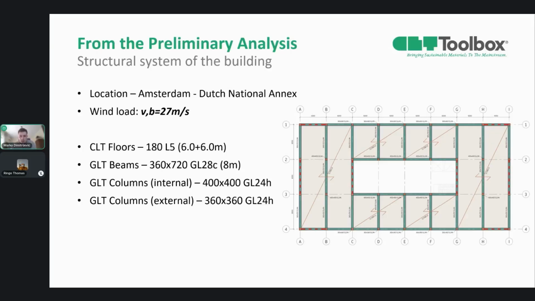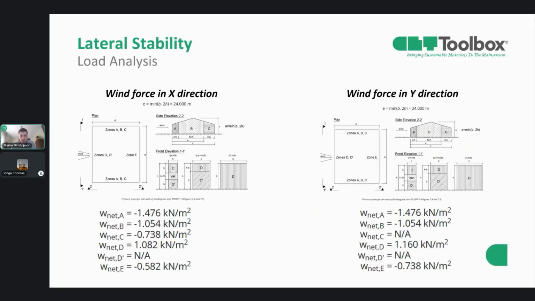We have a building located in Amsterdam, and we'll be using the Dutch National Annex. Also important to know that we have a basic wind speed of 27 meters per second. For load analysis, as shown in the previous episode, we already have Eurocode calculations for wind analysis. We got the maximum applied wind loads for each surface for both X and Y directions, and we'll use these values for calculation of the diaphragm, bracing calculations, and connections in the end.